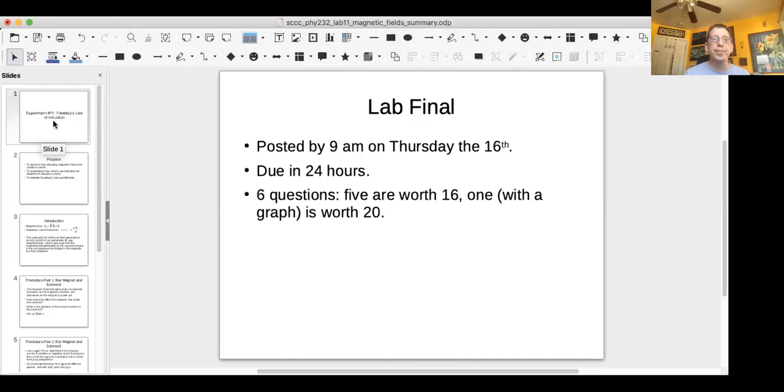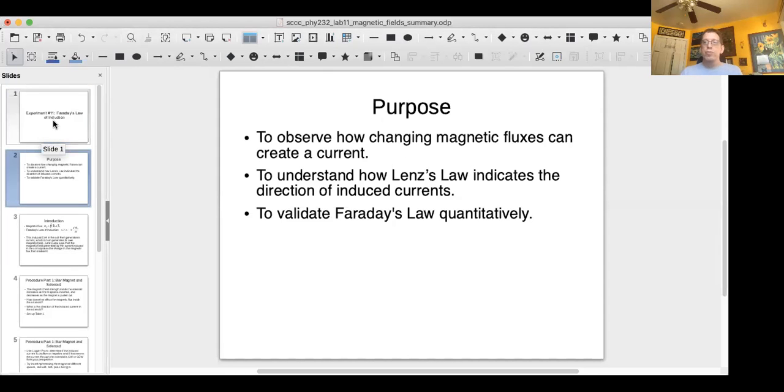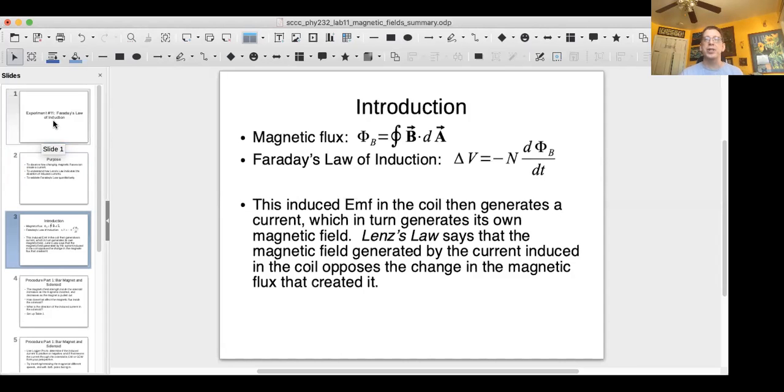Today's experiment is on Faraday's law of induction. What we're going to be doing, or the purpose of the experiment, is to observe how changing magnetic fluxes can create a current, to understand how Lenz's law indicates the direction of induced currents, and to validate Faraday's law quantitatively. So we're going to look at the mathematics of the Faraday's law equation.